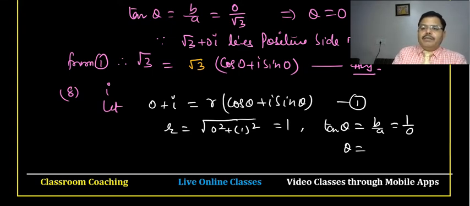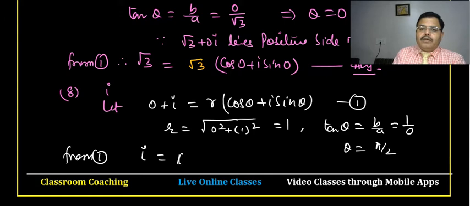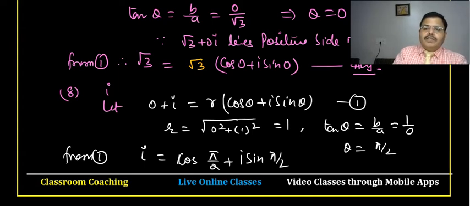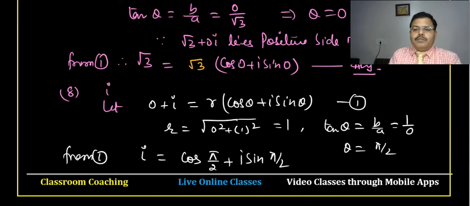So we will write it pi by 2, and therefore from the first equation, iota is equal to, we can write 1, no need to write 1, cos pi by 2 plus iota sin pi by 2, right? So that will come. I hope you got it. So cos pi by 2 plus iota sin pi by 2 will be the answer of this question.